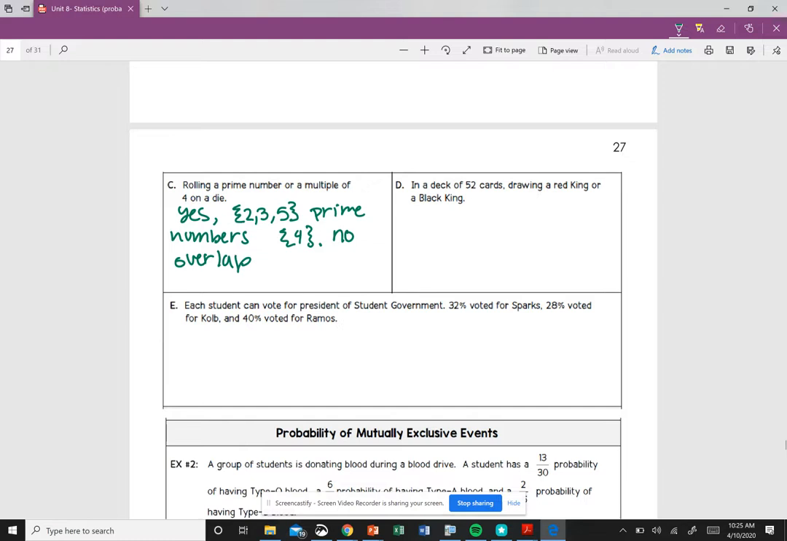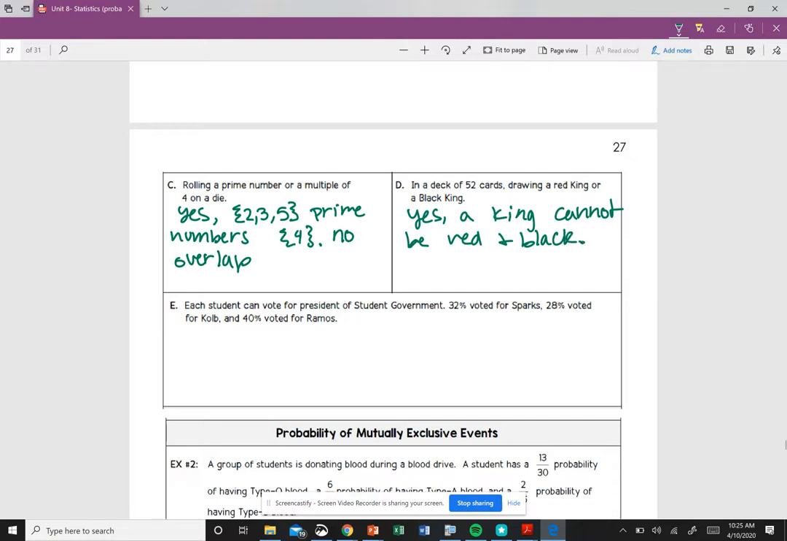Okay, so in a deck of 52 cards, drawing a red king or a black king, is there any overlap there? No. So yes, these are mutually exclusive because a king cannot be red and black in the card game.